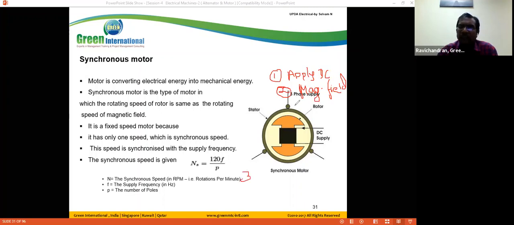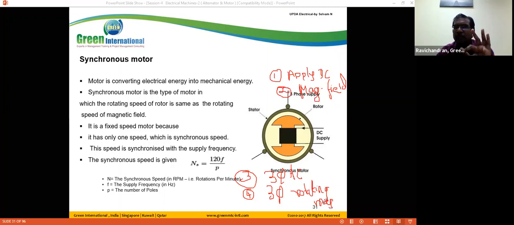Third step, we apply the three-phase supply to the stator. So here we apply the three-phase alternating supply, three-phase AC supply. So three-phase AC supply produces a three-phase rotating magnetic field.